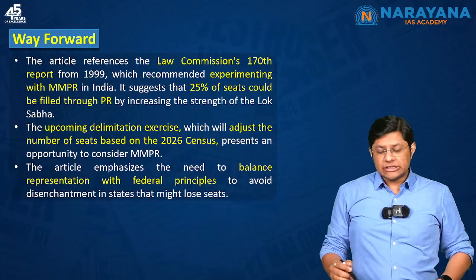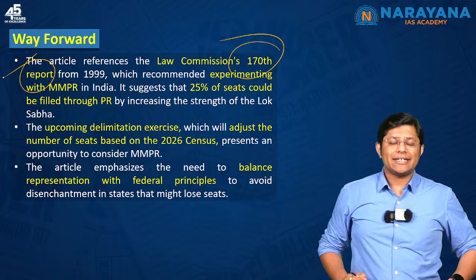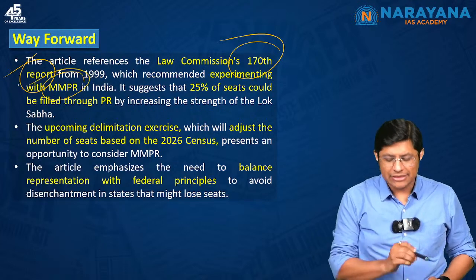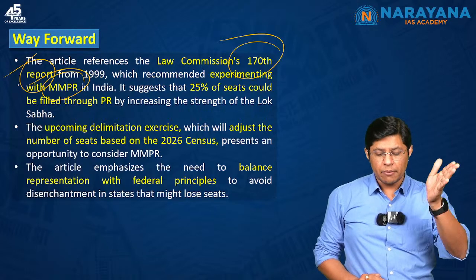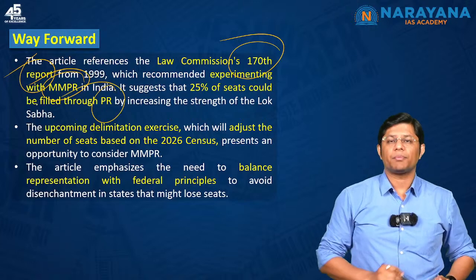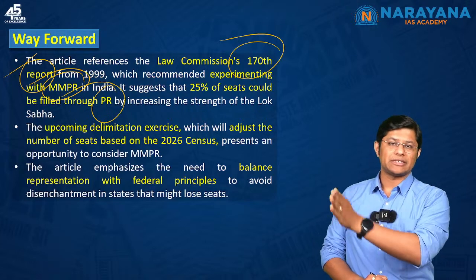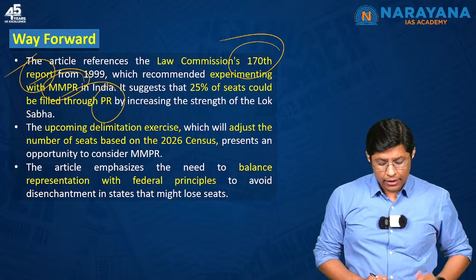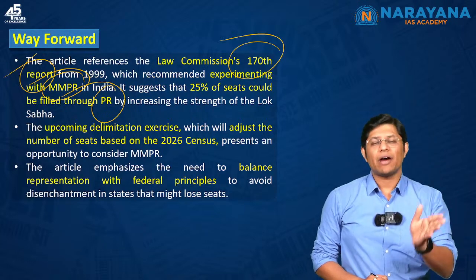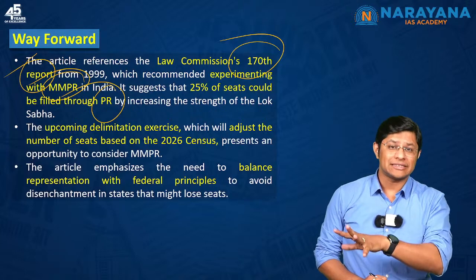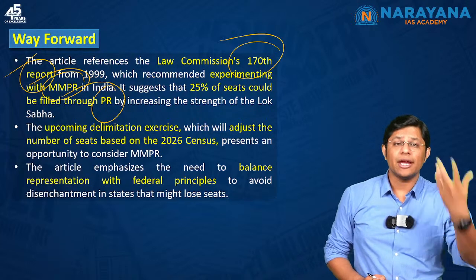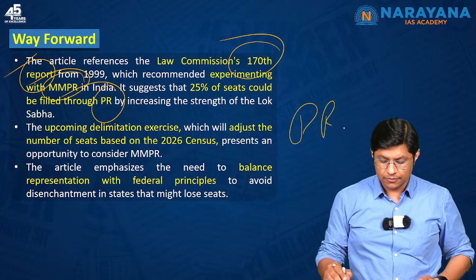The Law Commission's 170th report from 1999 recommended experimenting with the MMPR system. The Law Commission recommended that 25% of the seats could be filled through PR and the rest through the first past the post system. Now, in the upcoming delimitation exercise, which will be held after the 2026 census, we are getting an opportunity through which we can actually think of adopting the PR system.